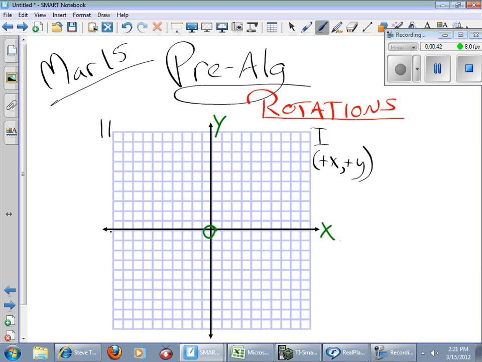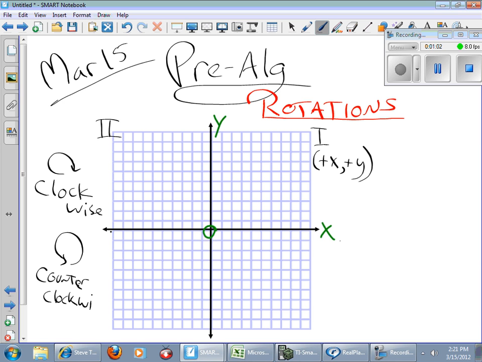Quadrant two is counterclockwise. Remember, the clock moves this way. That would be clockwise. Let me write that. Clockwise. The counterclockwise is the other way. Counter means against in that context. And when you're in quadrant two, x is negative and y is positive, right?